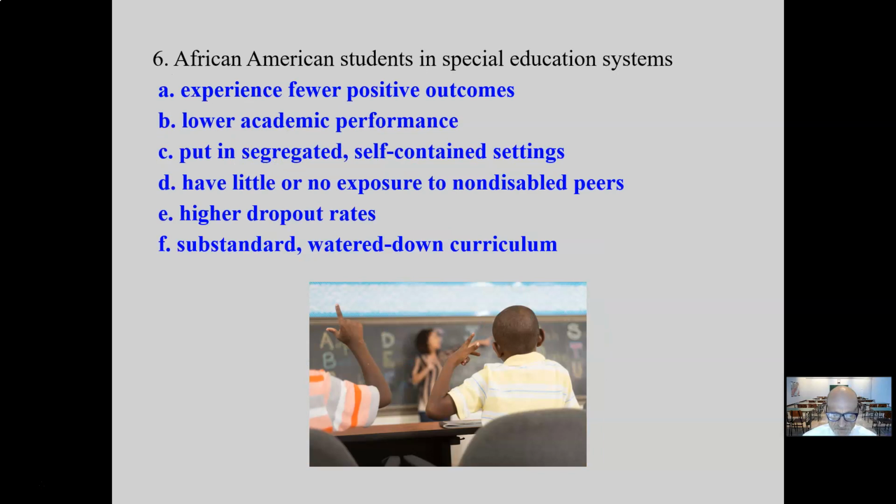Why is that? African American students in special ed systems, when compared to white students, have fewer positive outcomes and lower academic performance. They are put in segregated, self-contained settings, the room down at the end of the hall, versus inclusive classroom settings. In that segregated setting, they have little or no exposure to non-disabled peers, and this is important, tend to have higher dropout rates, and they subsist on a standard, watered-down, low-level curriculum.